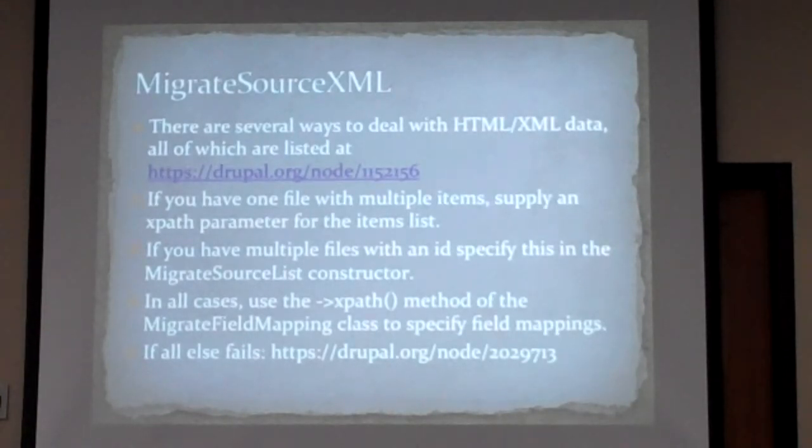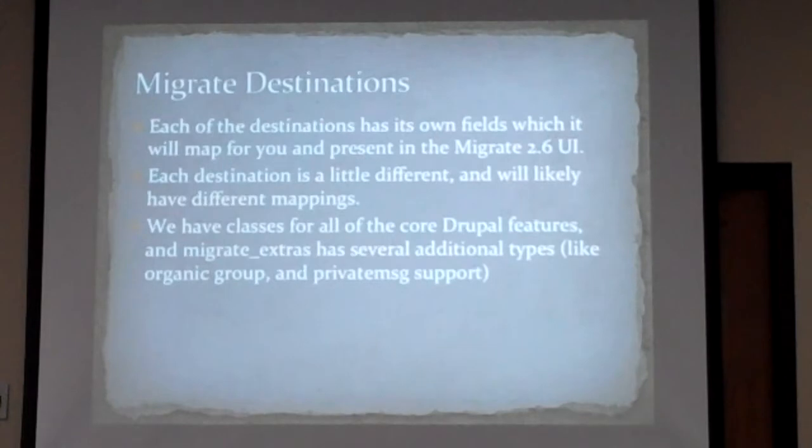And then if all else fails, there's Drupal.org node 220297113, which I don't expect you to remember. But that's the "oh God, I'm trying to migrate XML, what the hell do I do?" page. It's pretty much nothing but a page with a big phone number on it. It's got several suggestions. It can get kind of hairy because, say you have multiple, actually I talk about that in a little bit, so we'll get to that later.